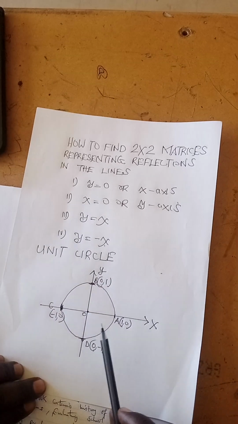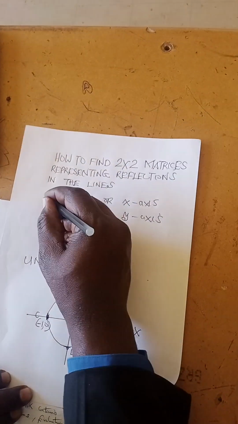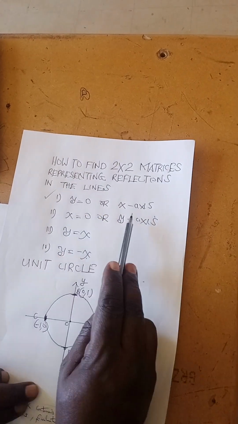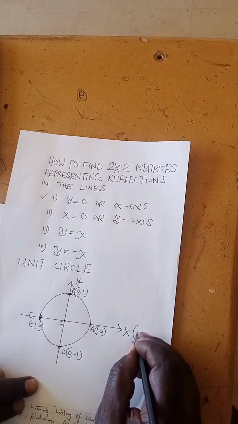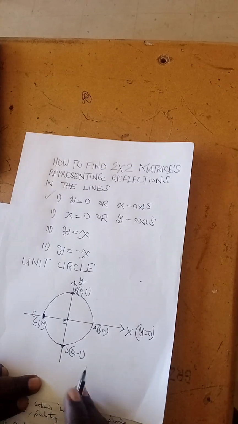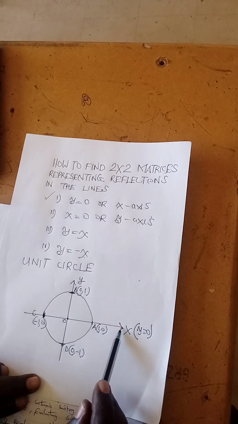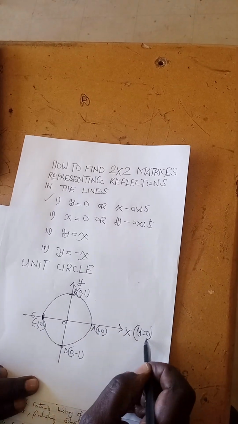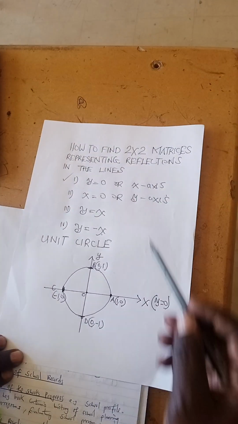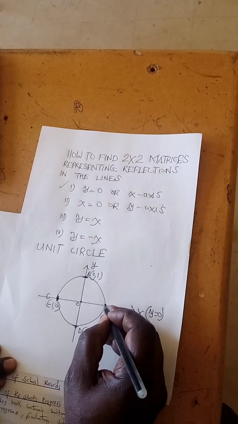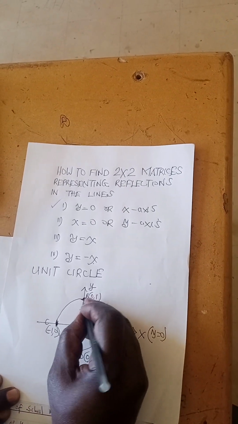Now, if I want to find the 2 by 2 matrices representing reflections in the line y is equal to 0 or x-axis, so this line here, which is the x-axis, it is also called the line y is equal to 0. Why do we say that? Because in this line, which is the x-axis, you can see that whenever you plot a point on the x-axis, the value of y is equal to 0. So if I want to find a matrix of reflection in the line y is equal to 0, this is the first point to reflect, and then this is going to be the second point to reflect.